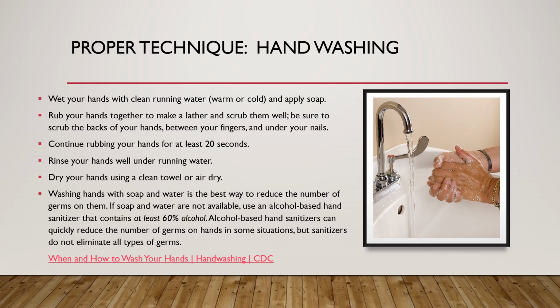Washing hands with soap and water is the best way to reduce the number of germs on them. If soap and water are not available, use an alcohol-based hand sanitizer containing at least 60% alcohol. Alcohol-based hand sanitizers can quickly reduce the number of germs on hands in some situations, but sanitizers do not eliminate all types of germs. It is really important to note that there are certain types of disease processes, such as the norovirus, where hand sanitizer alone will not clean your hands thoroughly.